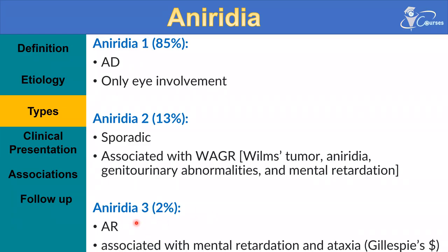Aniridia type 3 is autosomal recessive and associated with mental retardation and ataxia, sometimes referred to as Gillespie syndrome. Okay, so again, 3 types of aniridia. Type 1, autosomal dominant, only eye involvement. Type 2, associated with WAGR, it is sporadic. Type 3, it is autosomal recessive and associated with Gillespie syndrome.